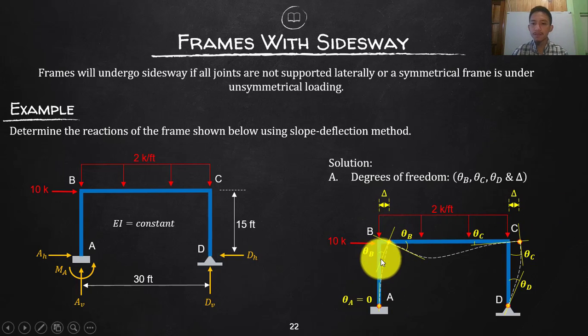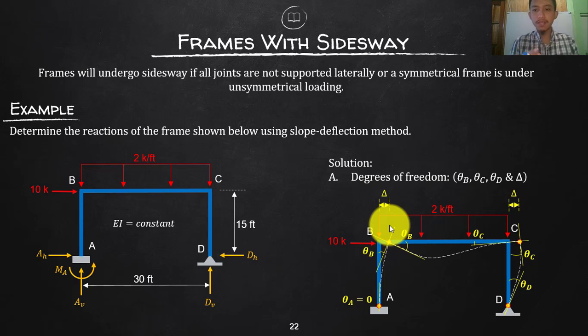But if this is, let's say, a two-story or multi-story frame, then the delta here is different from the delta on top, because the delta here will be added to the other delta on top. So let me explain that one on the board, so that if ever you face a multi-story frame, you will not be confused.